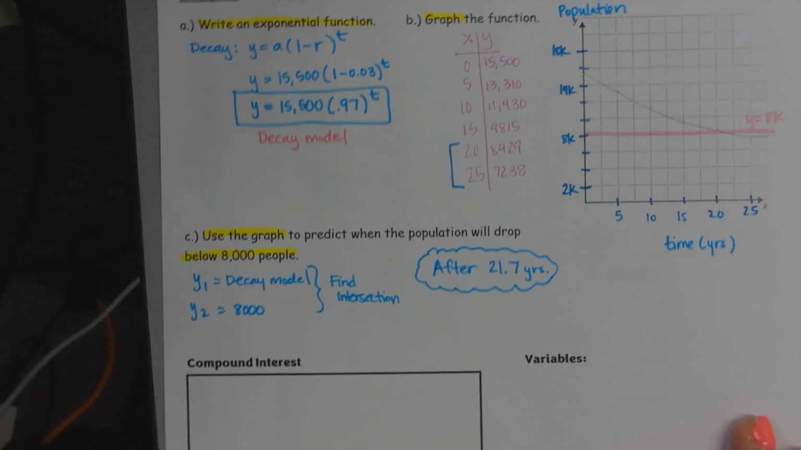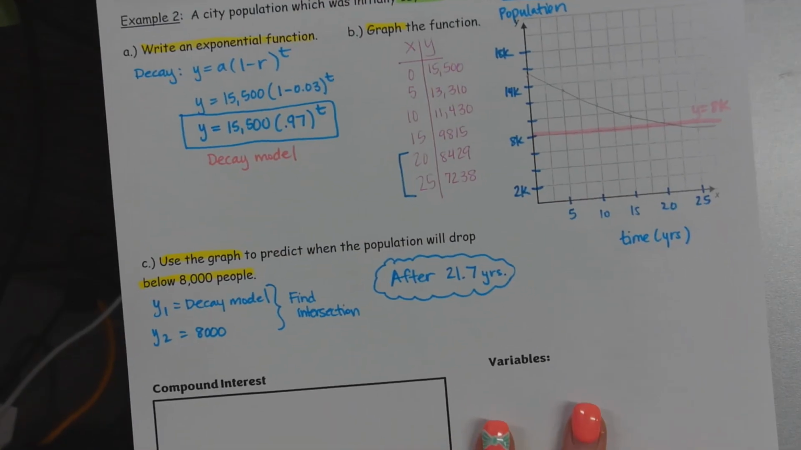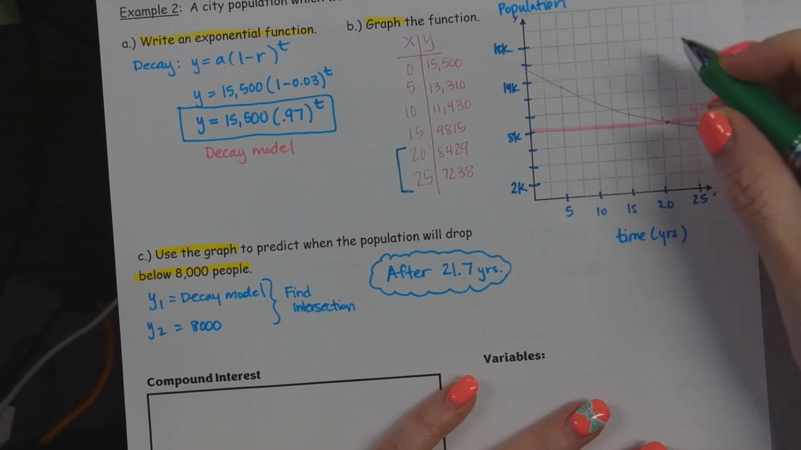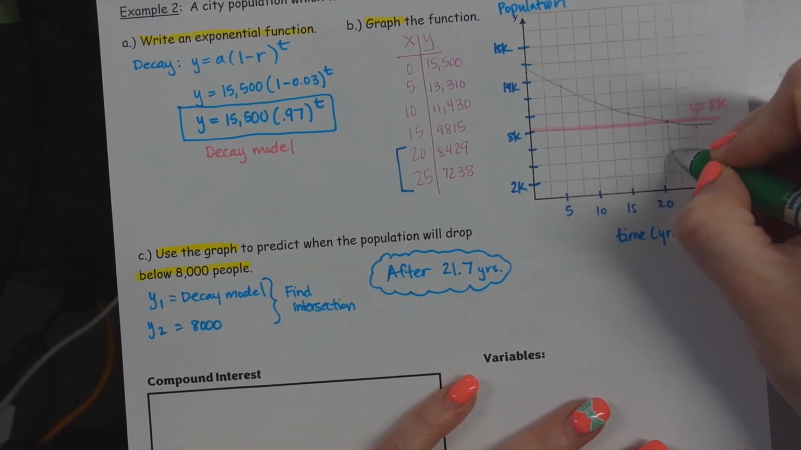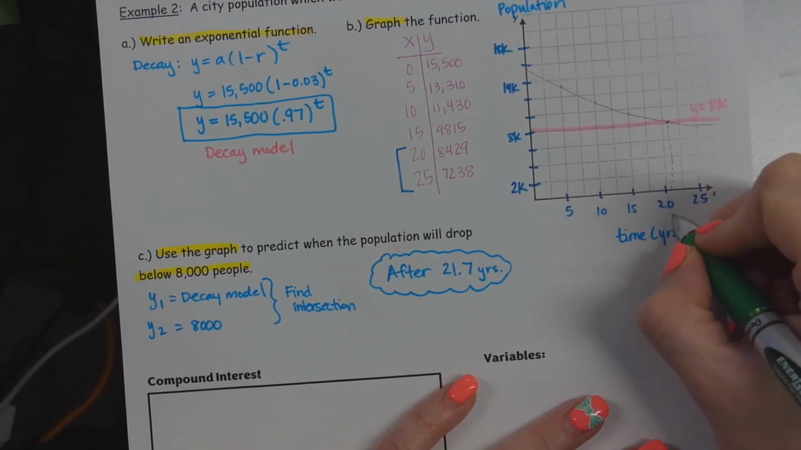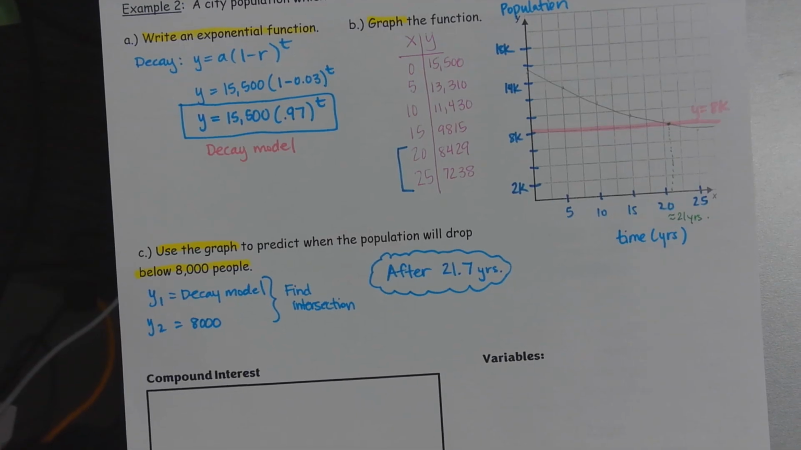Okay, and then let's see if our graph was accurate, the graph that we did by hand. Okay, so it looks like my intersection point's about here. And this is 22.5, so yeah, I would have probably estimated about 21 years, so that's pretty good. Okay, what questions do you have about solving by graphing?